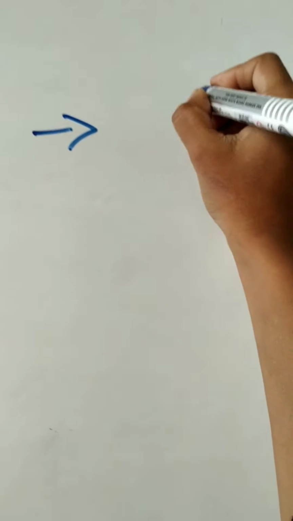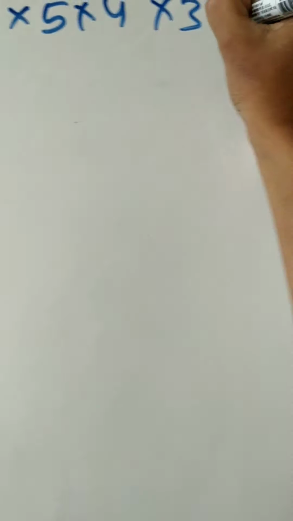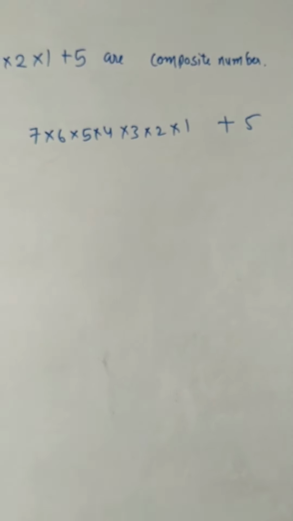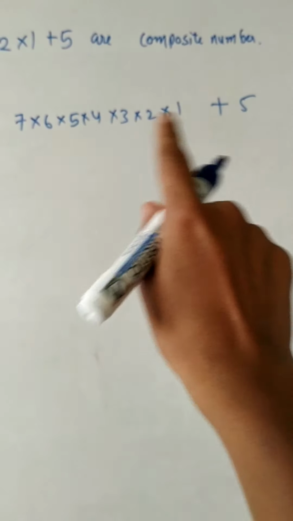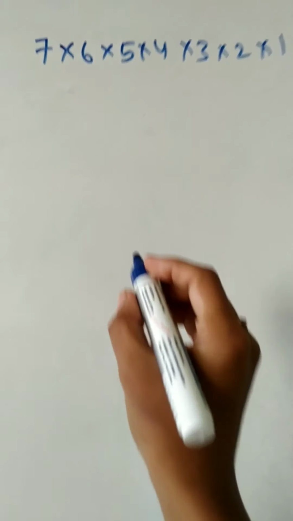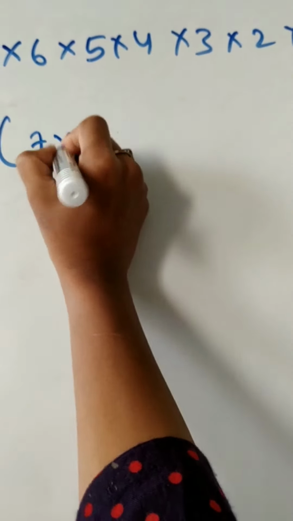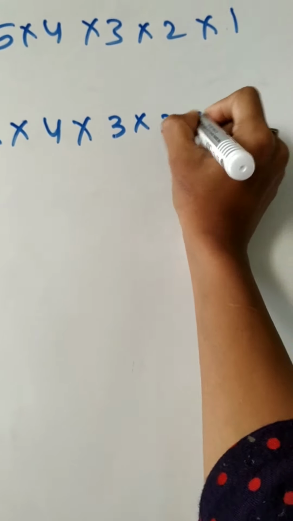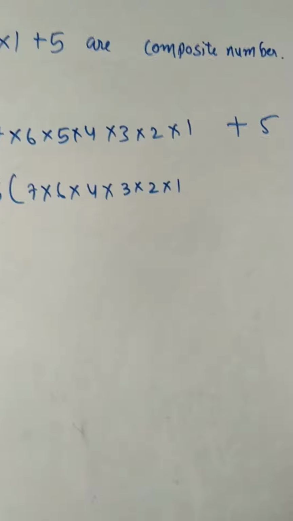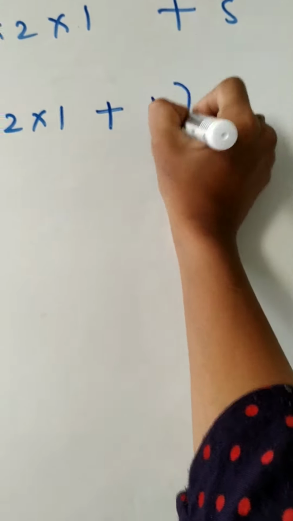So here we will write our second question, that is 7 into 6 into 5 into 4 into 3 into 2 into 1 plus 5. Here we have to check where our two terms divide. Here we can see it is from the plus. Now we will check what is common in both terms. So we will take 5 common. If we take 5 common, what will remain inside the bracket? 7 into 6 into 4 into 3 into 2 into 1 will remain. Here we will write that plus 5, we have taken 5 common, so 1 will remain.